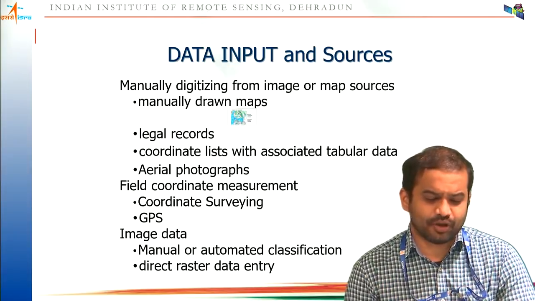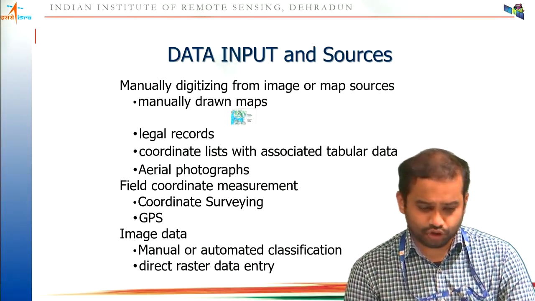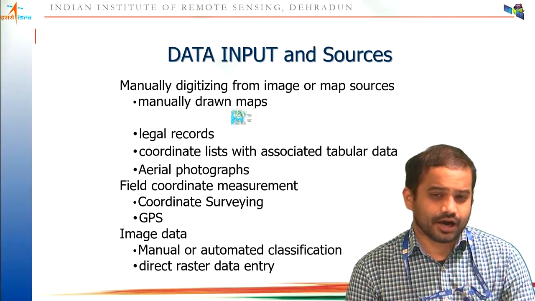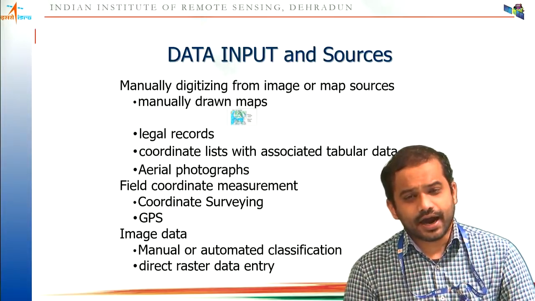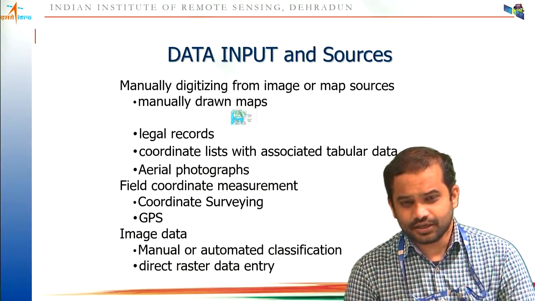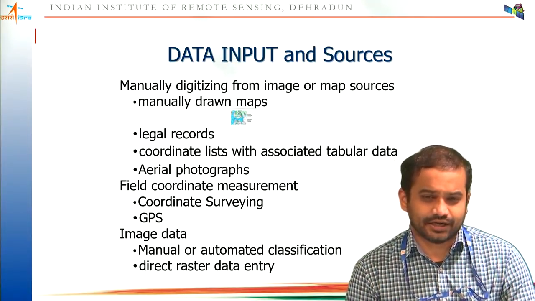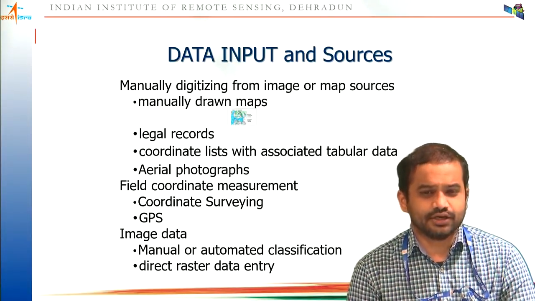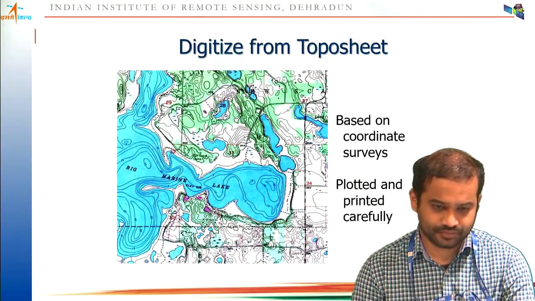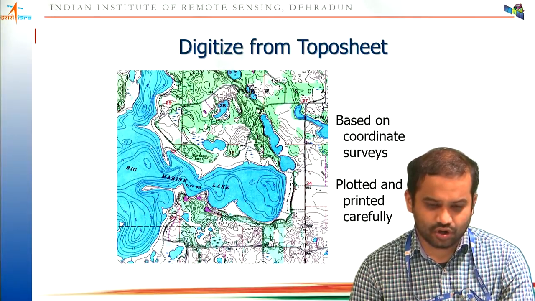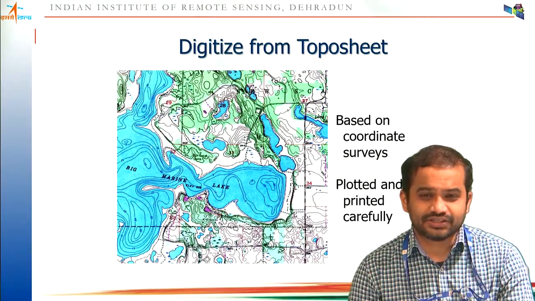And sometimes you may want to directly use raster as a source. For image data in GIS, most of the time you will be using images after classification, and sometimes it may require something like a digital elevation model where you directly want to input the raster data. Suppose you have a topo sheet, you can directly digitize over it.